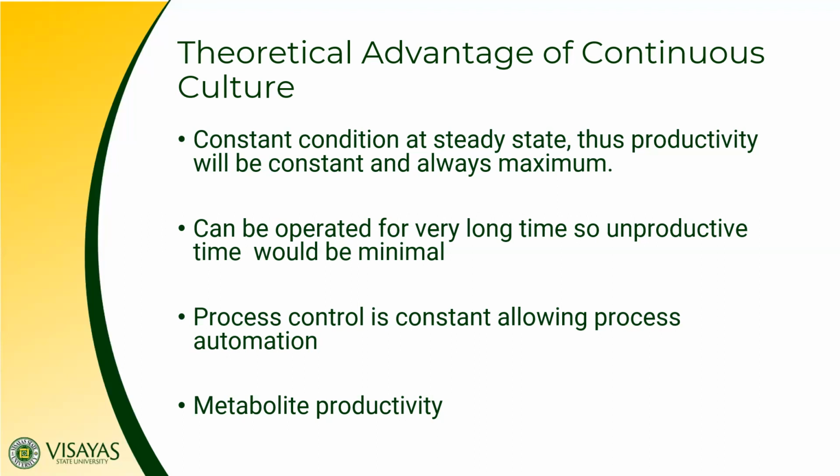The process control is constant, allowing process automation. Of course, it can be automated by computers, with constant feeding of the bioreactor and also constant removal of the unused nutrients. And it is really suited for metabolite productivity, such as secondary metabolites like antibiotic production.